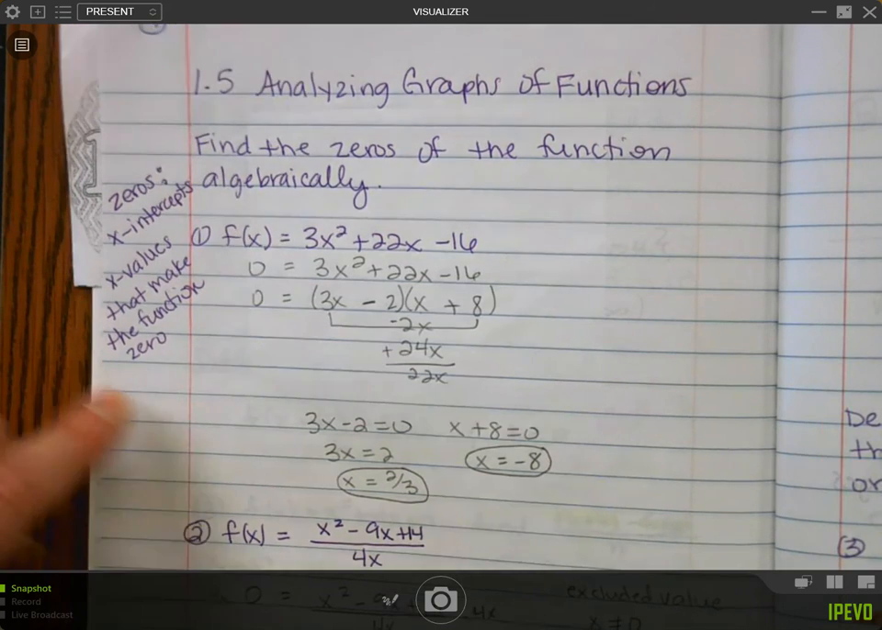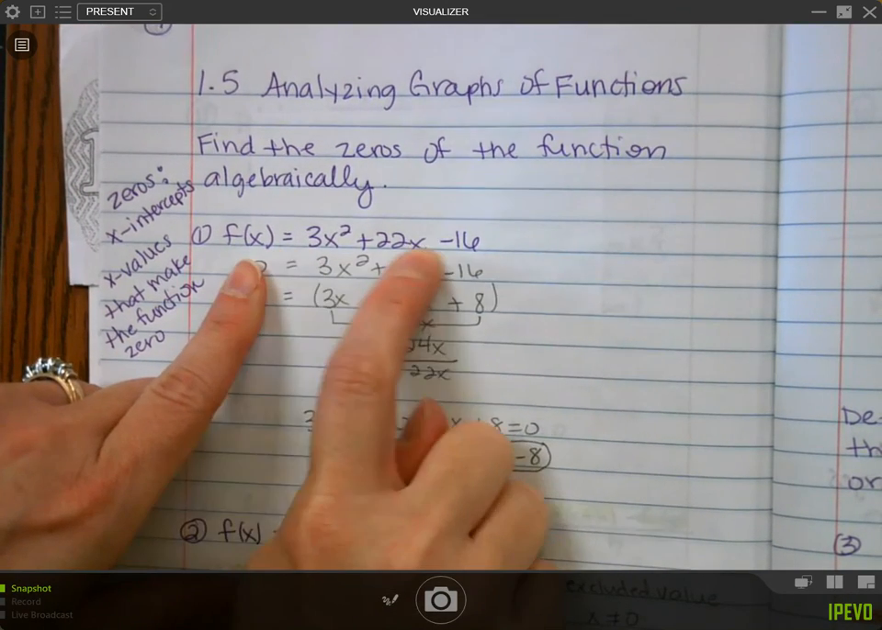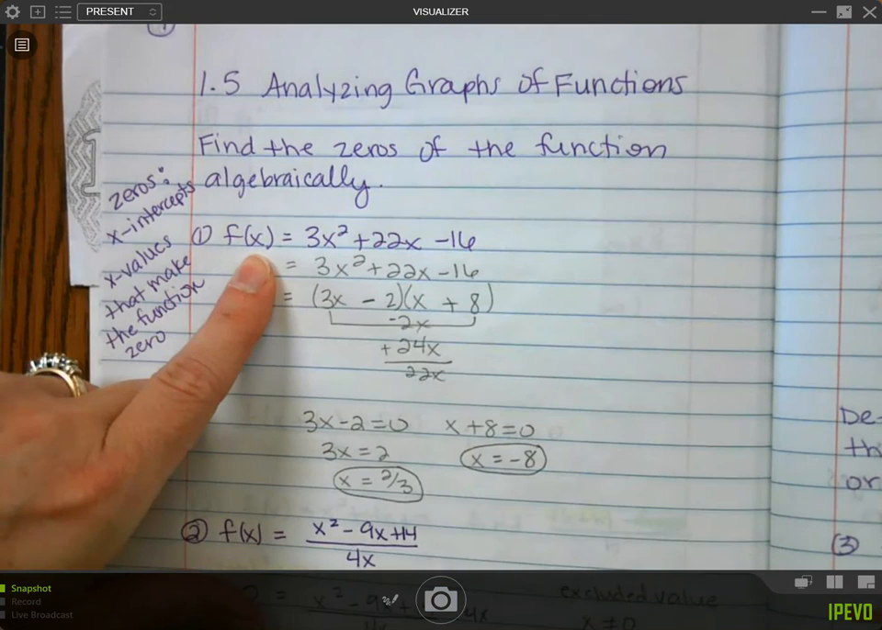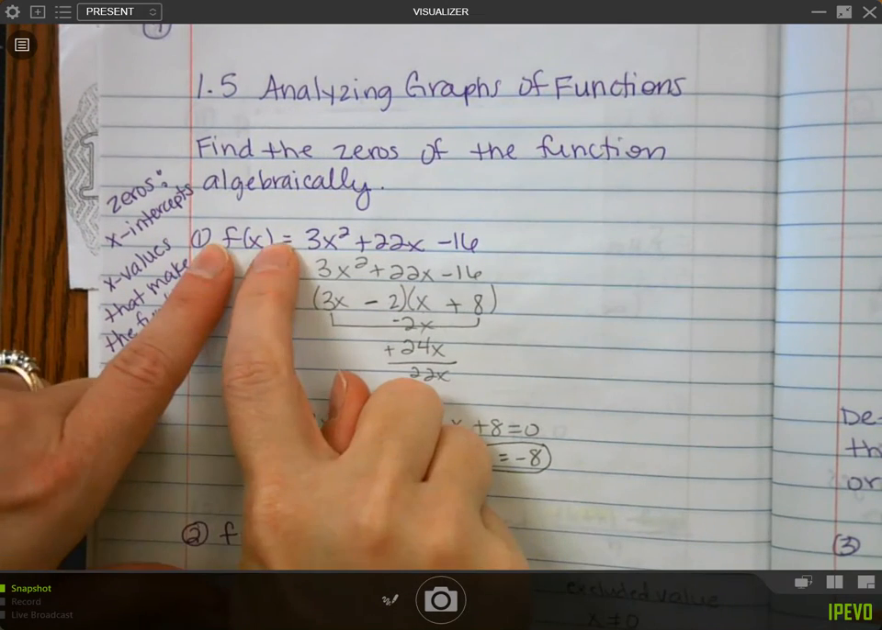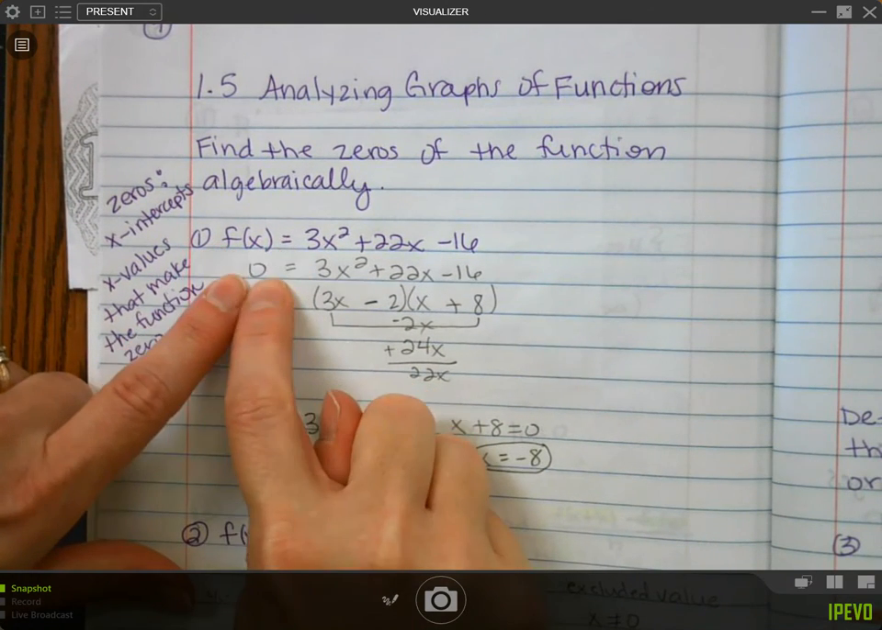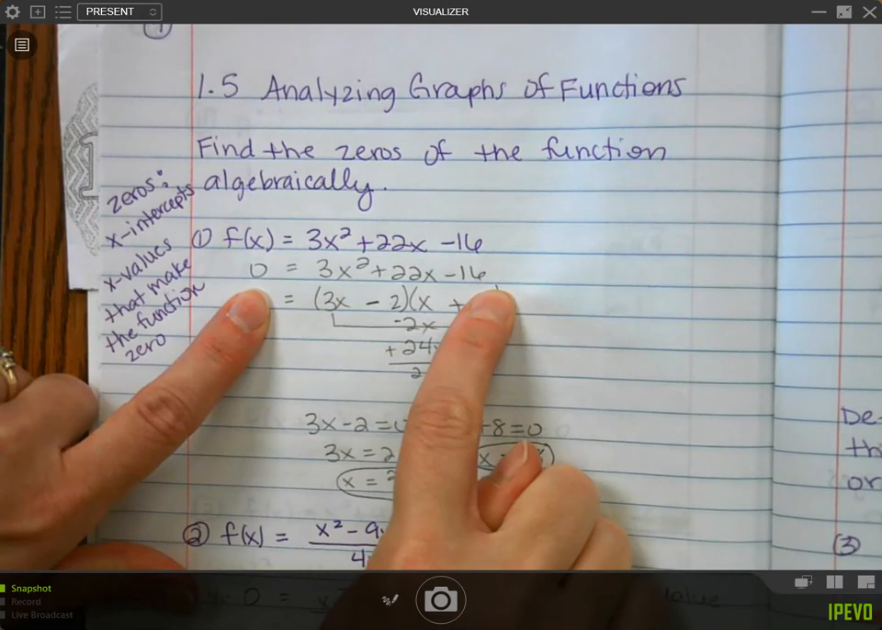Okay, so all that means is that if you're asked to find the zeros, you want to know the x-intercept. You want to know where does it touch the x-axis. Where is y, 0? So if you replace f of x, which is really just y, with 0, then you just have an equation to solve.